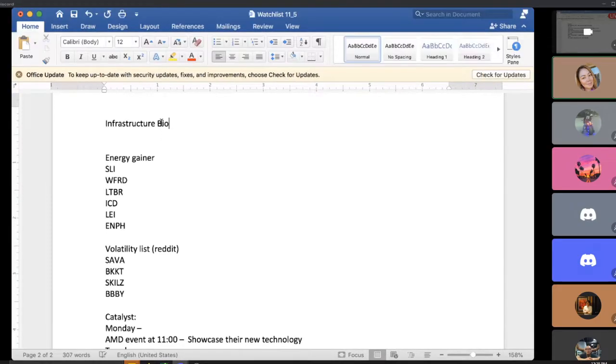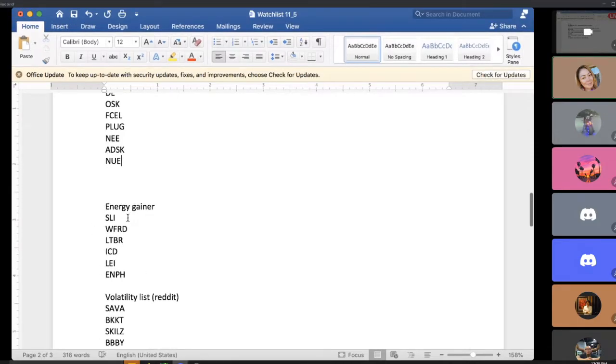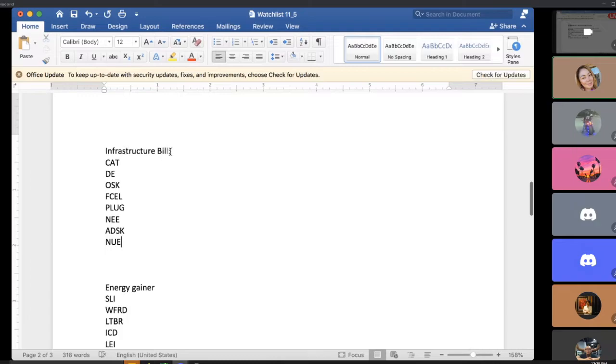So the infrastructure bill has been approved, I believe Friday night. And I have the following. These are the top ones that are making news on this bill: CAT, DE, OSK, FCell, Plug, NEE, Autodesk, and NUE. So we do have some stuff here. This is the watch list. If you guys are going to use our Transpider, I put them all in the infrastructure list.